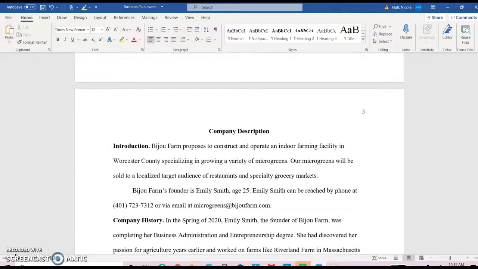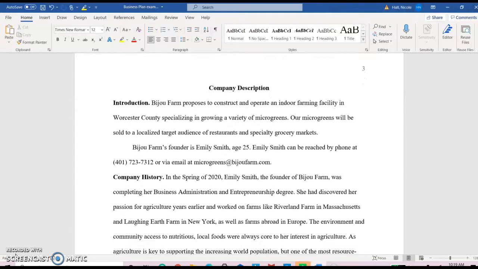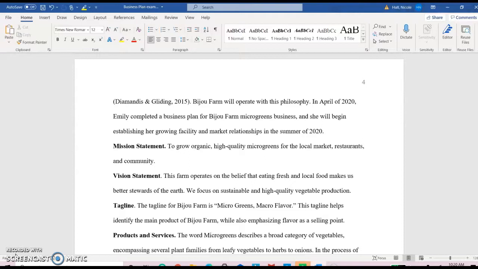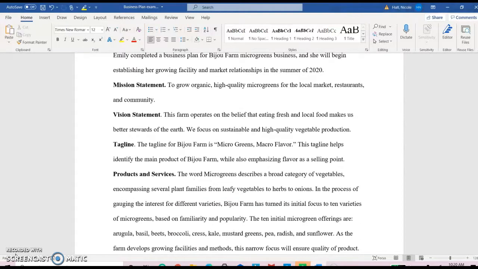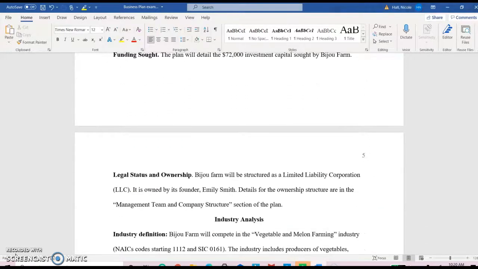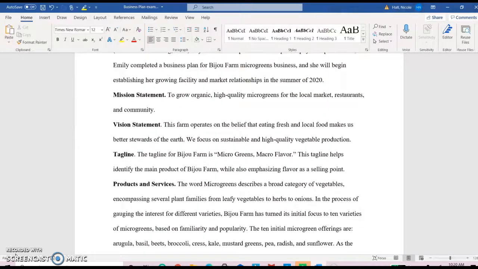After the executive summary, the next section is the company description. As I show you the business plan, you'll see that proper headings are used, both a level heading 1 and a level heading 2, main headings and subheadings. Please make sure that your headings are bolded. Under company description, you're going to have introduction, company history, mission statement, vision statement, tagline, products and services, current status, funding sought, and then legal status and ownership.